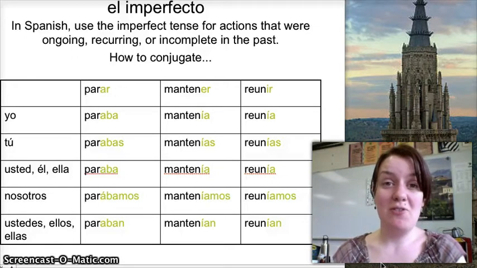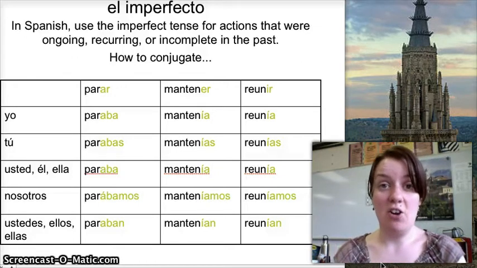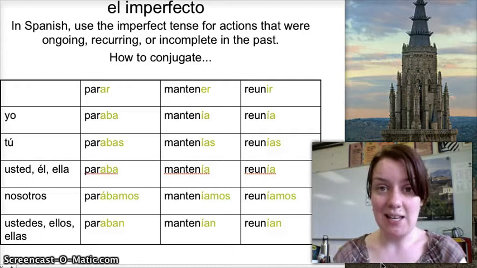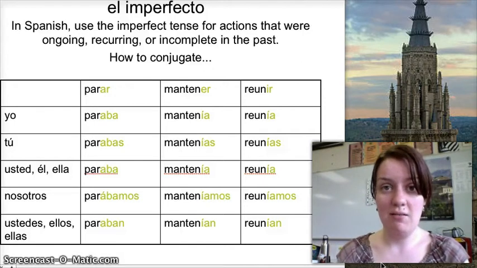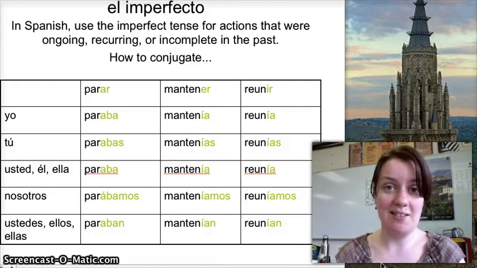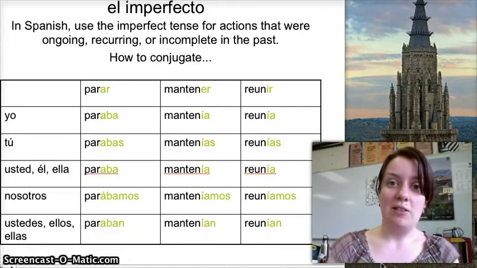So for regular, you just have two things to memorize, AR endings and then ER, IR endings, which are the same. Easy. So any verb I throw at you, tener. Tenía, tenías, tenía, teníamos, tenían. Salir, salía, salías, salía, salíamos, salían. And you get the idea.